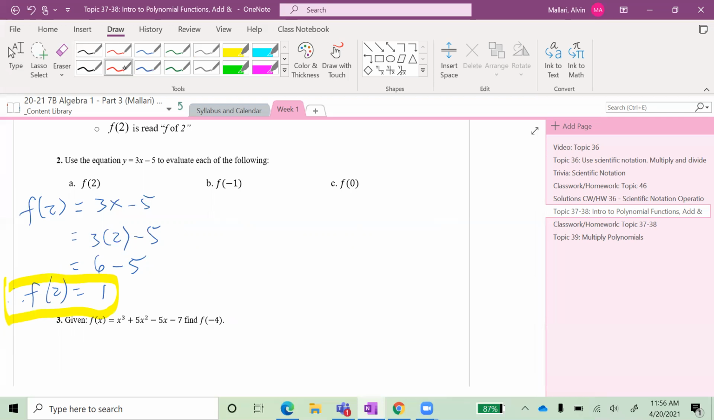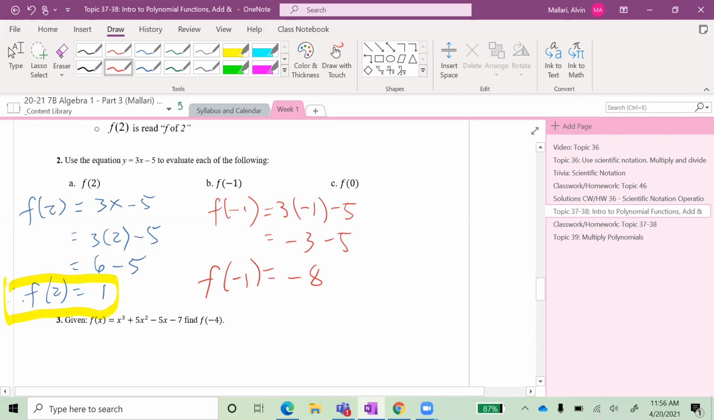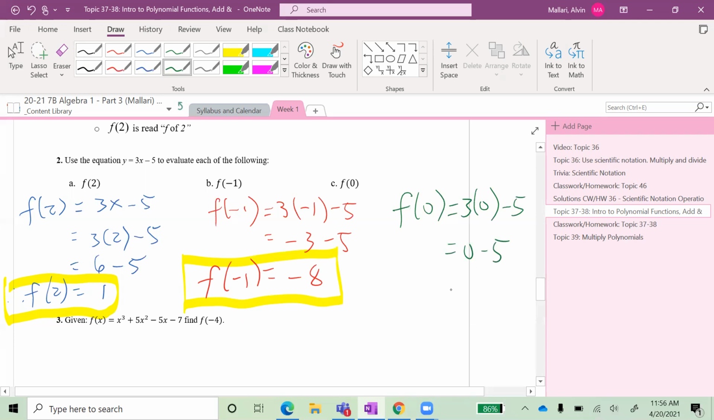Okay, moving on to another one. Letter B. We have f of negative 1. So this time, every time we see x, it will be substituted by negative 1. So 3 times negative 1 will be negative 3, minus 5 is negative 8. So f of negative 1 is negative 8. And here we have f of 0. This time we substitute 0 for x. 3 times 0 will be 0. Minus 5 will be negative 5. So f of 0 is negative 5.